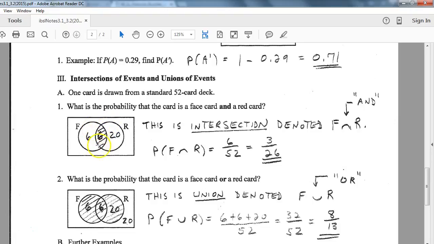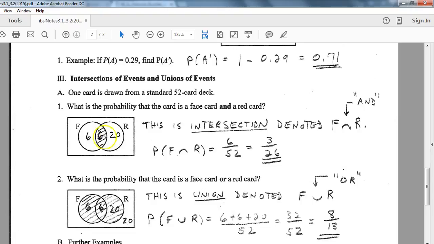This circle represents all 26 red cards. In a deck of cards, there are 52 cards. Half of those are red, half of those are black. So there are 26 red cards in the deck. Notice the area of overlap. There are 6 cards that are both a face card and red.